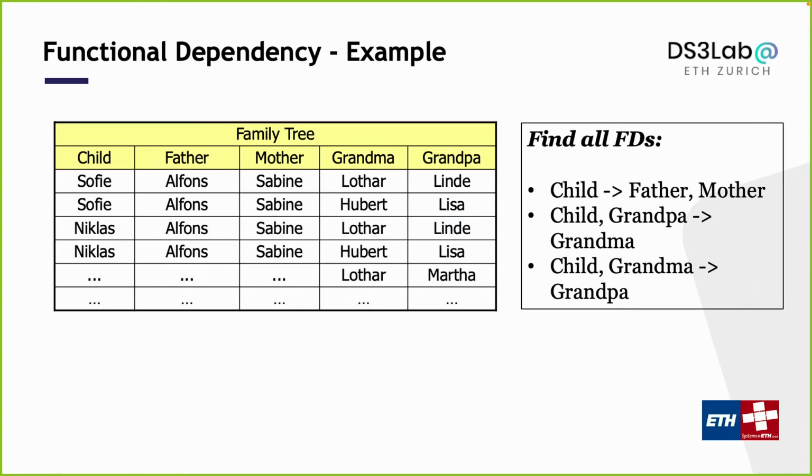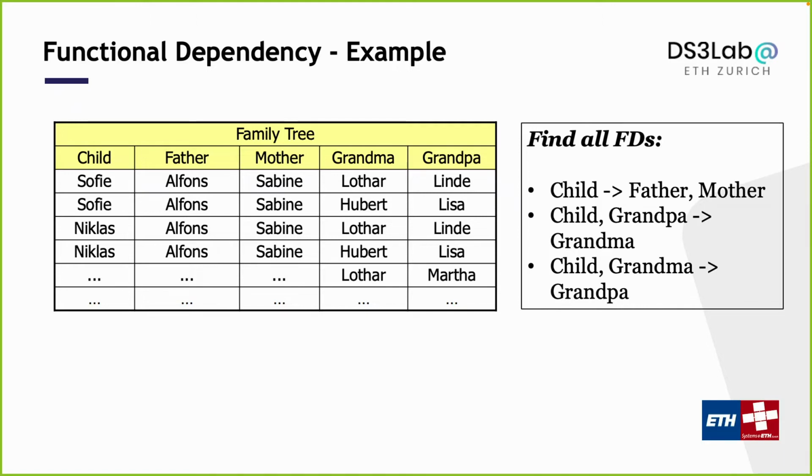So this is a family tree, right? I have the child as the first attribute, a father, a mother, a grandmother and a grandfather. Okay? And I put family tree here for this instance. So can we find all the functional dependencies? If you fuse this piece of data into this relation, what could be all the functional dependencies that we have here?